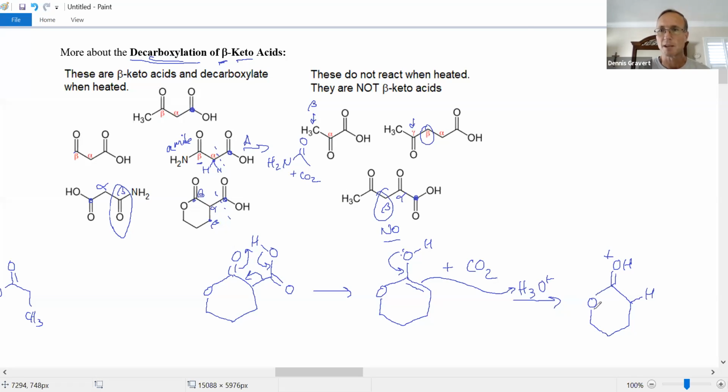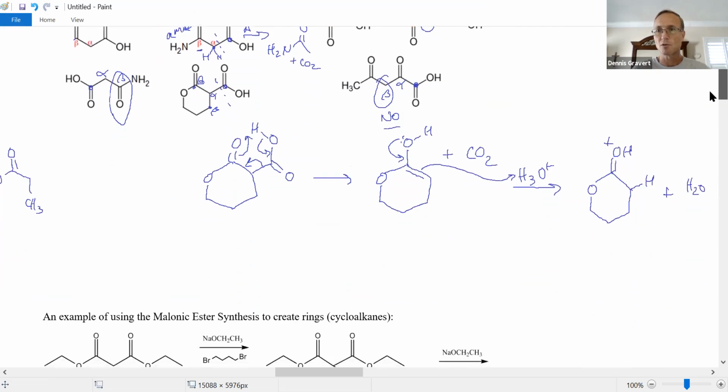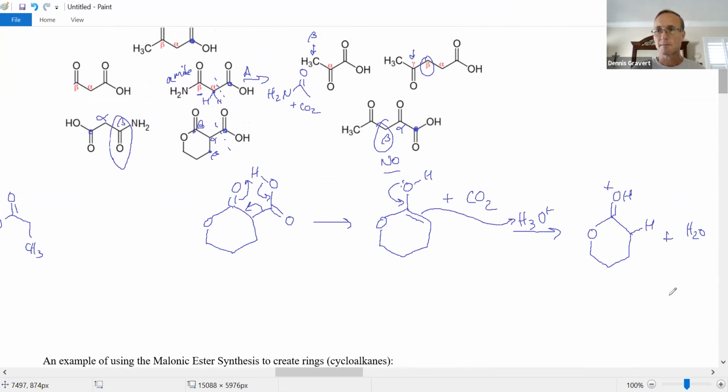This pi bond grabbed the H plus, hydronium became water. Scroll down, give me some more room. And then, hey, water, you be the base, grab that H, make my final product, my keto form, double bond O, but it happens to be an ester. And we're done. There you go, decarboxylation.